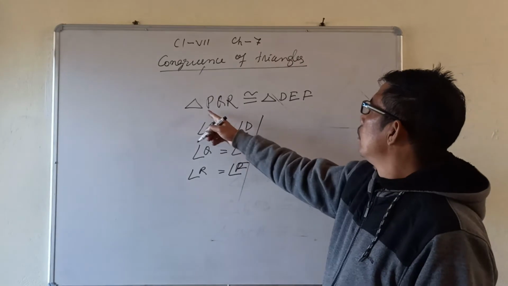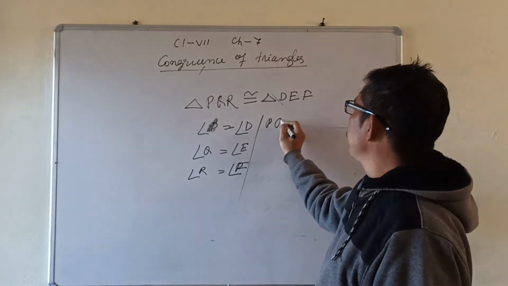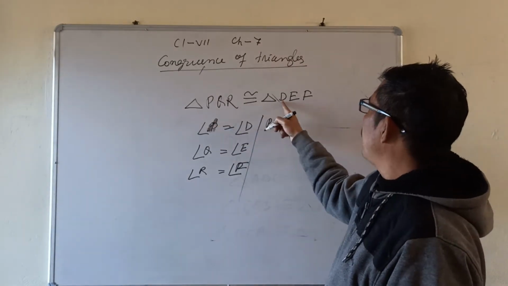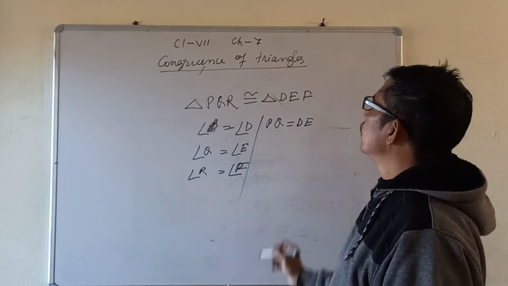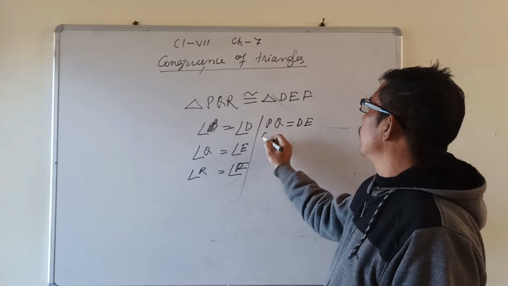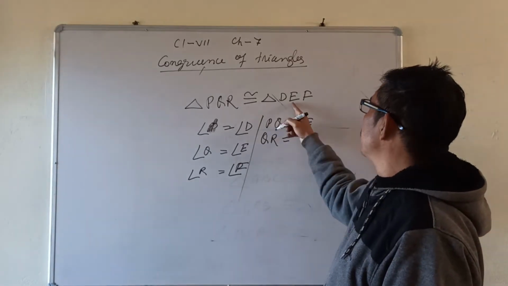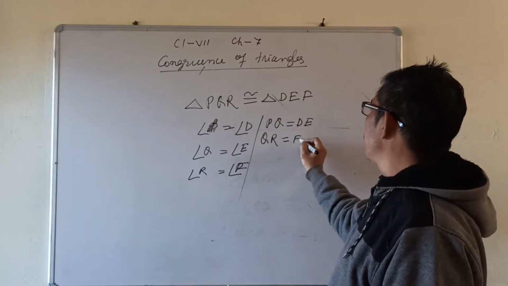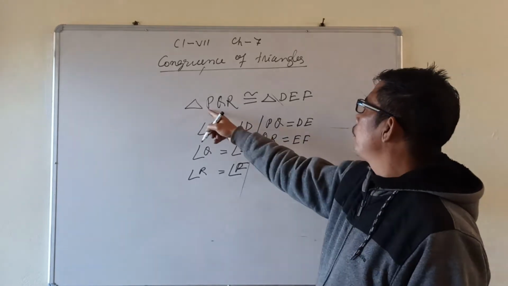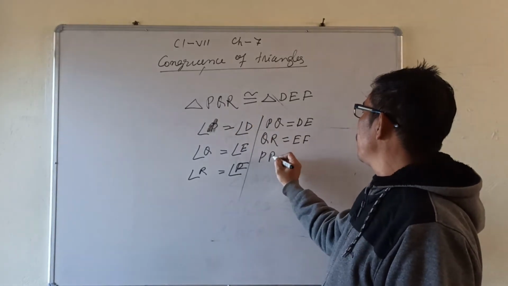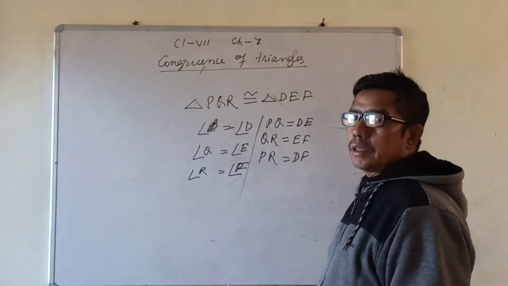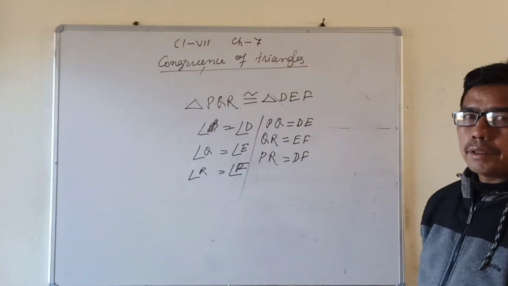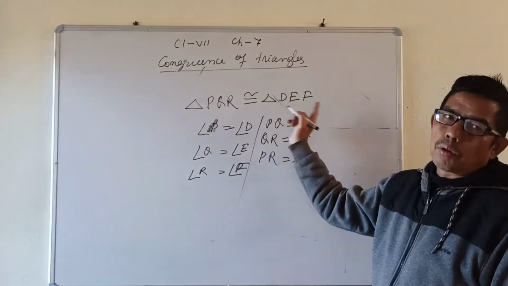And what about the sides? PQ. PQ means first and second letter. PQ should be equal to DE. And second and third, QR, second and third, EF. And first and last, PR, first and last, DF. These advantages can be taken if two triangles are given to be congruent.